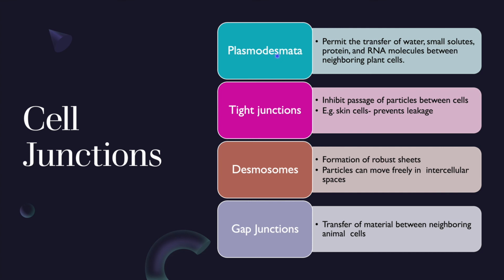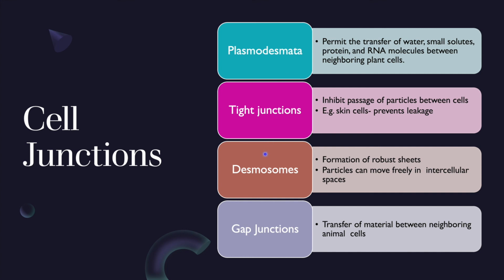In animal cells, there are 3 types of cell junctions: tight junctions, desmosomes, and gap junctions. Tight junctions inhibit movement of particles between cells. Epithelial cells in the skin form tight junctions, as it is vital for skin cells to be sealed tight with no leakage.